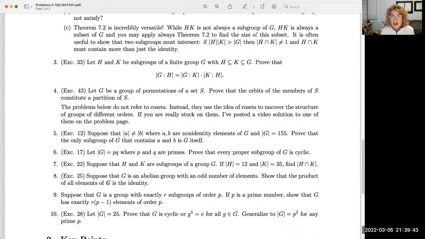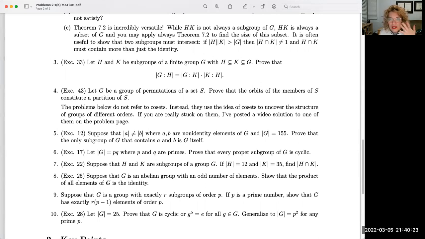If the order is 155, then the group is G itself. Now let's think about the case where one of the elements is of order 5 and the other element has order 31. Well, in that case, I claim that the entire group has to be involved here. If we have a subgroup of order 5 and a subgroup of order 31, we have to have the entire group. Now, if we want to use a theorem, we could use that theorem 7.2.